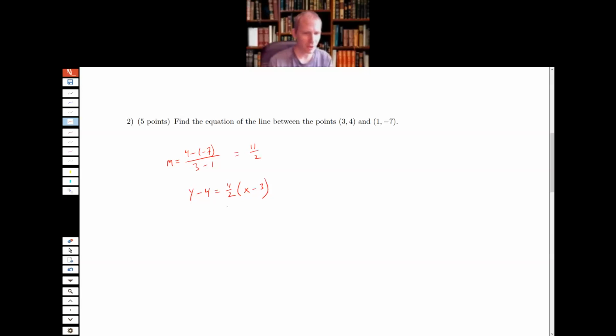A number of you left the equation like this, and it just said find an equation of a line, so this is fine. If we wanted to write it looking like a function in the slope-intercept form, we could distribute the 11/2 and then add 4 to both sides to solve for y. So 4 is 8/2. Negative 33/2 plus 8/2, I believe, is negative 25/2.